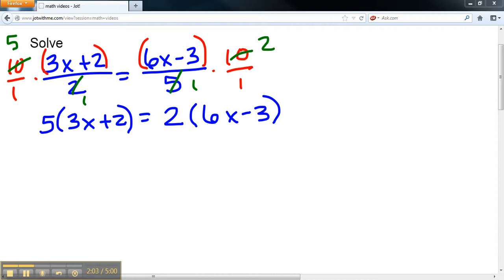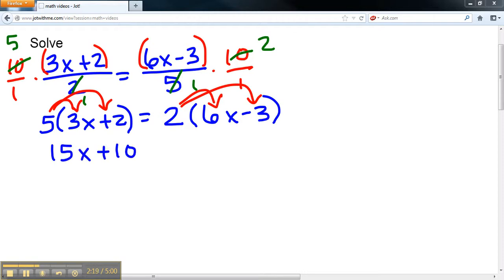The next thing we're going to do is distribute. On both sides, we're going to distribute those numbers. So we will get 5 times 3x, which is 15x, plus 5 times 2, which is 10. And that equals 2 times 6x, which is 12x. And then 2 times negative 3 is minus 6.